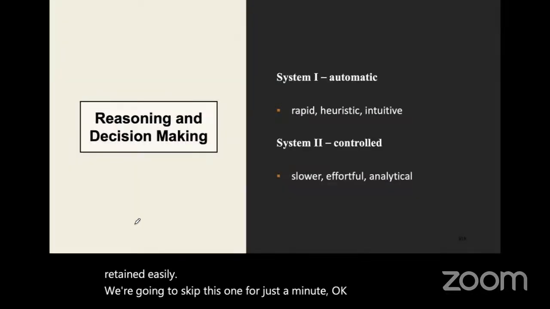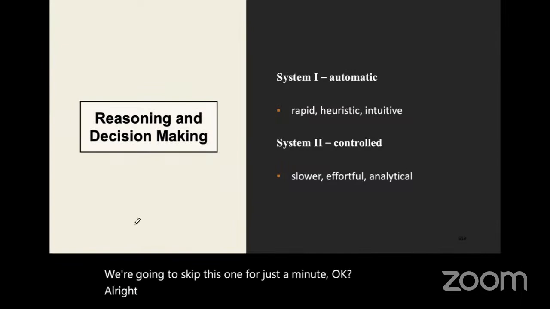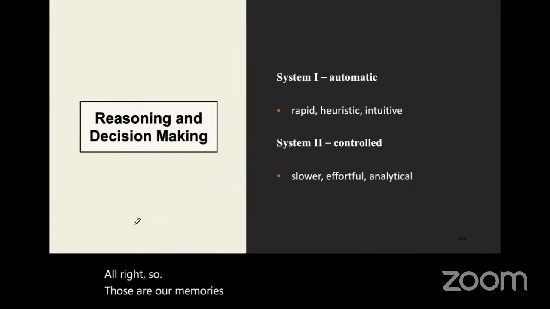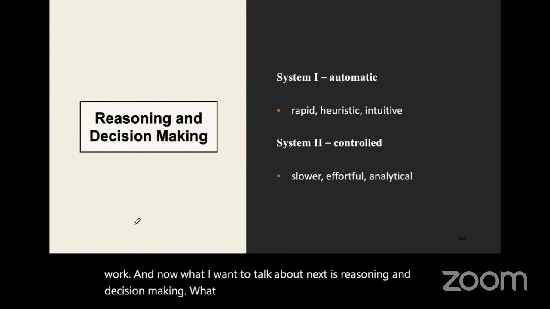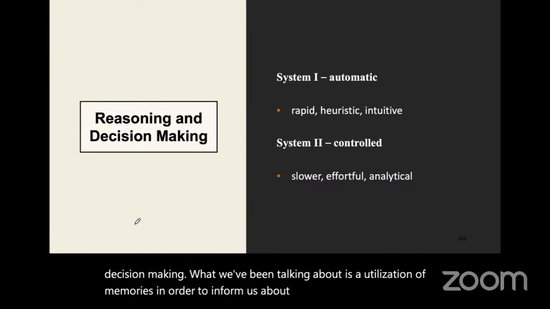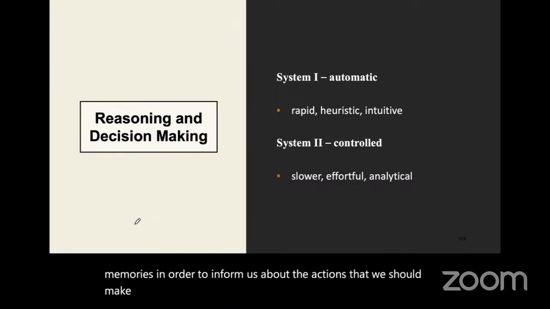Okay. All right, so those are our memory systems and how our memory systems work. And now what I want to talk about next is reasoning and decision making. What we've been talking about is the utilization of memories in order to inform us about the actions that we should make, about the decisions we should make.